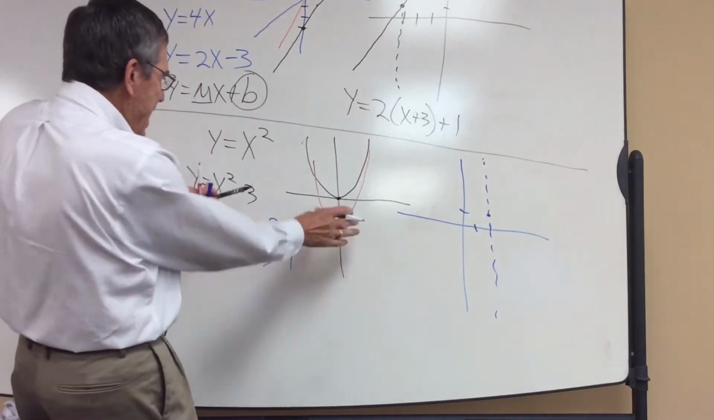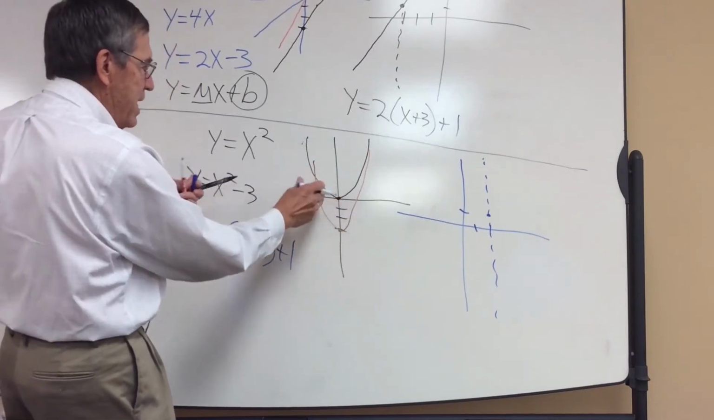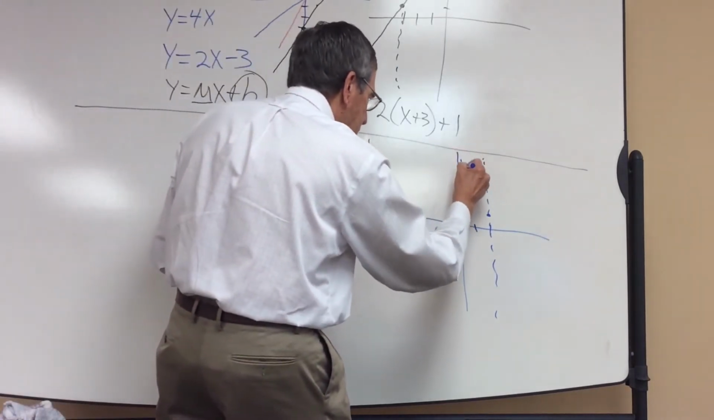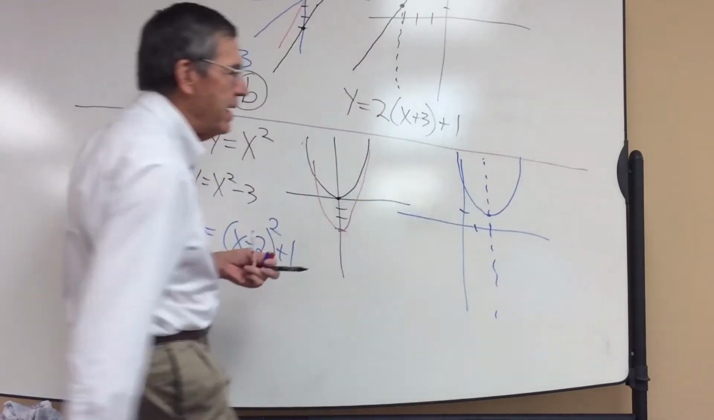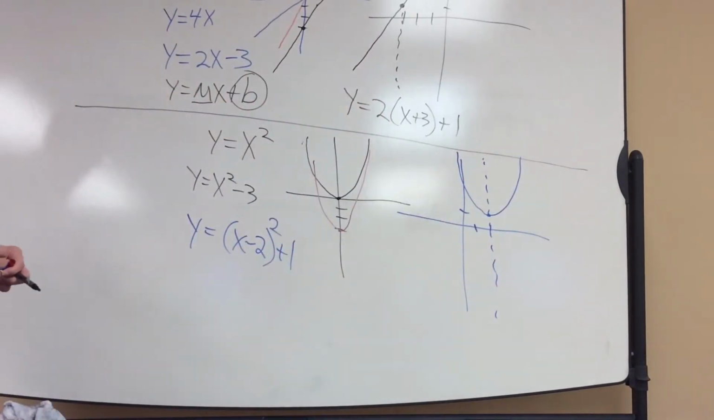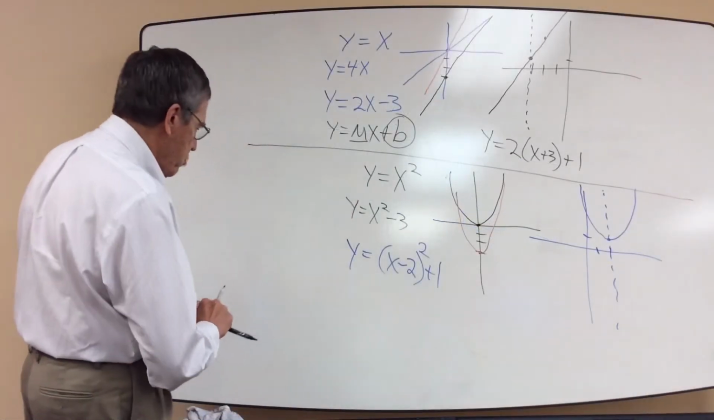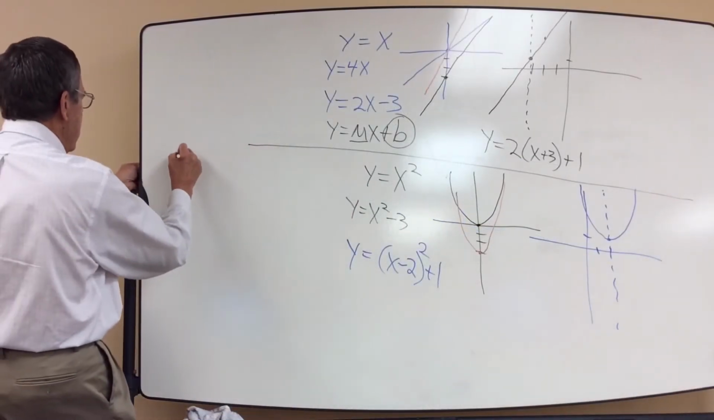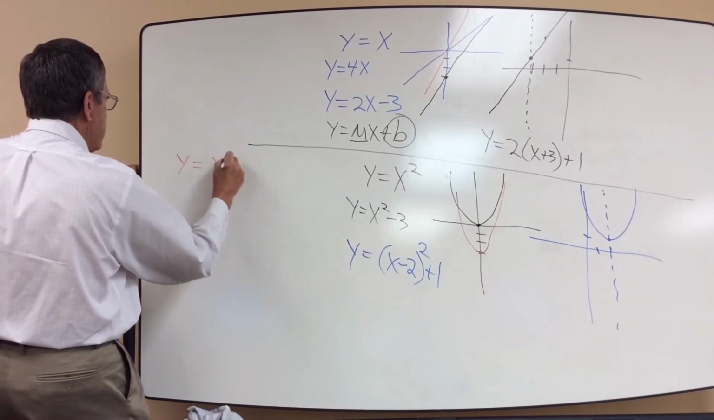And it would be the same shape as this. Same exact shape, but offset like that. So that's a parabola. You can do the same thing with a cubic. Let's just say y equals x cubed.